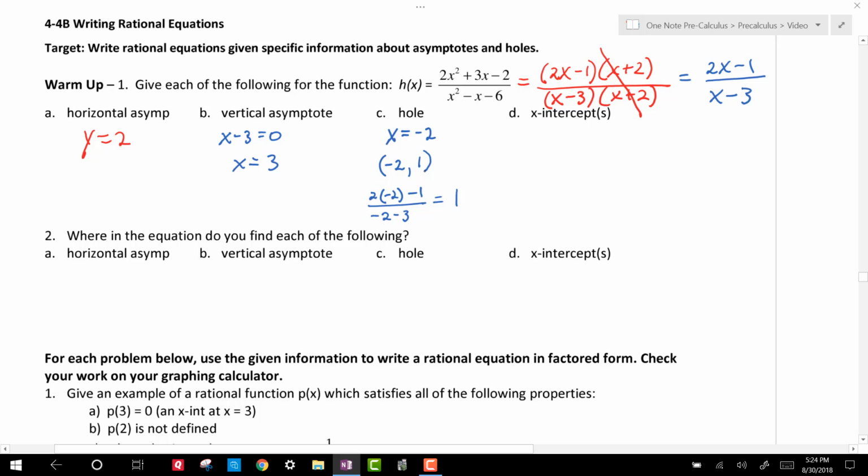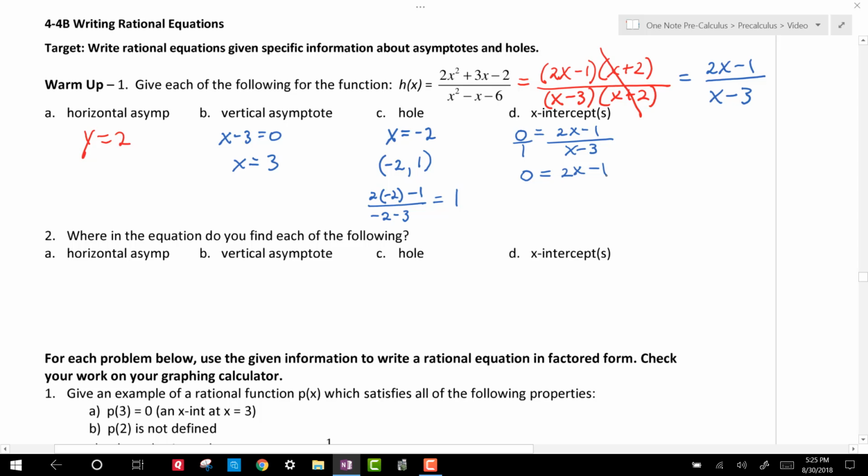For my x-intercepts, I'm going to use the blue equation as well. I'm going to set y equal to 0. I have 2x minus 1 over x minus 3. I'll put this over 1 and cross multiply. 0 times x minus 3 is 0, equals 1 times 2x minus 1, which is 2x minus 1.